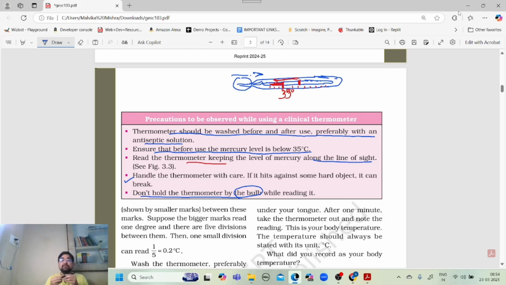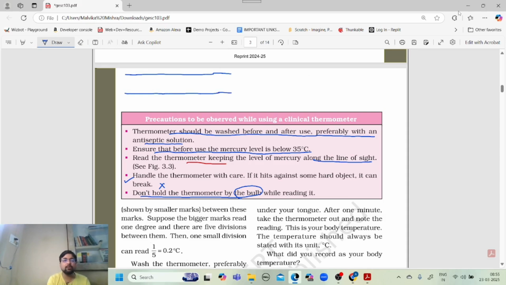Otherwise, it can change the level of the mercury very fast, and then it can destabilize the mercury level, and you will get the wrong reading. There are the chances. So that's why you need not hold this thermometer by the bulb. Now, let's get more idea of how to read this reading.